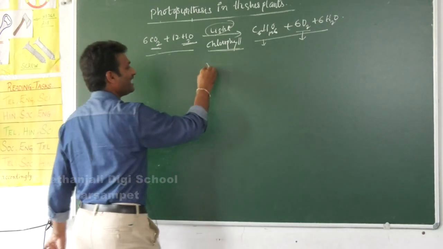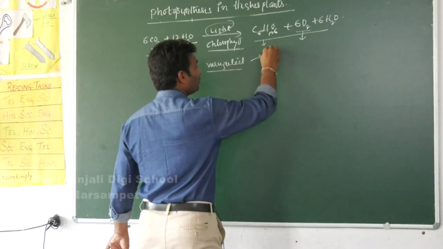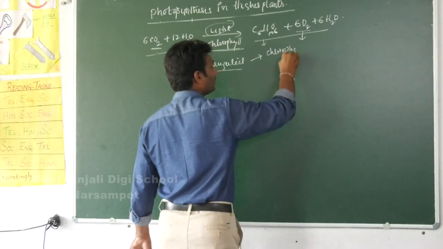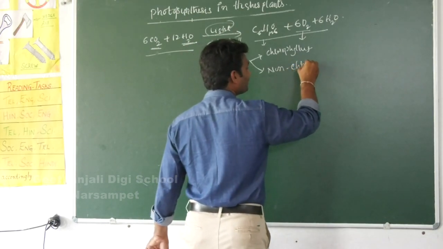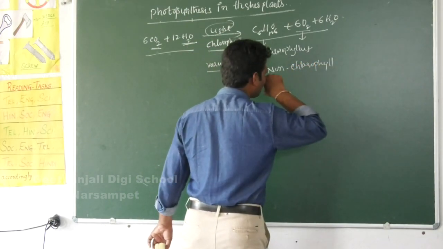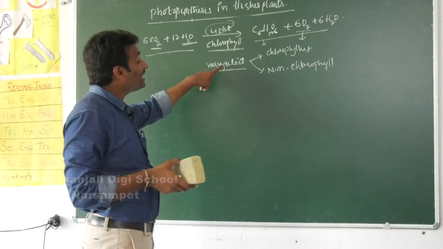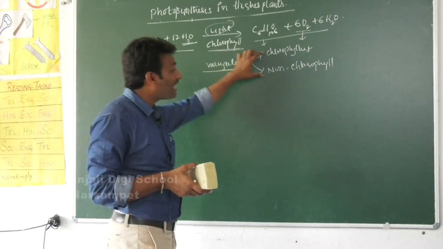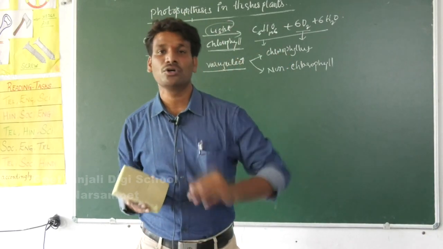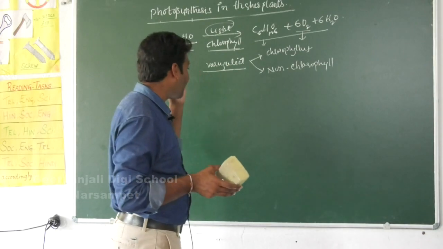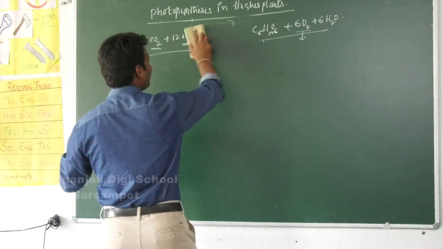What is the meaning of variegated leaf? It is a leaf containing both chlorophyllous and non-chlorophyllous areas. In this variegated leaf, when we conduct the iodine reagent test, the chlorophyllous areas turn dark blue, and wherever the non-chlorophyll regions are, they do not show any kind of change.